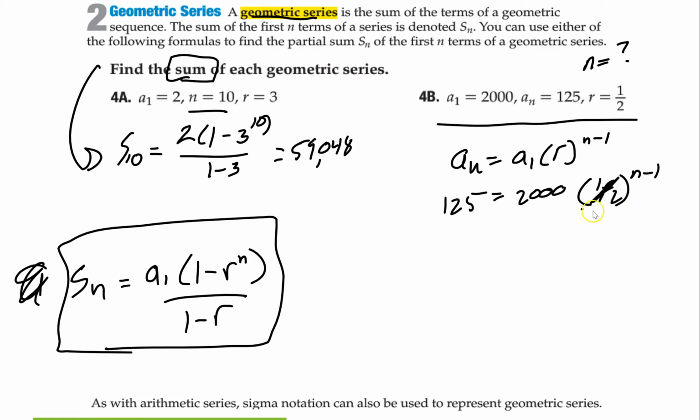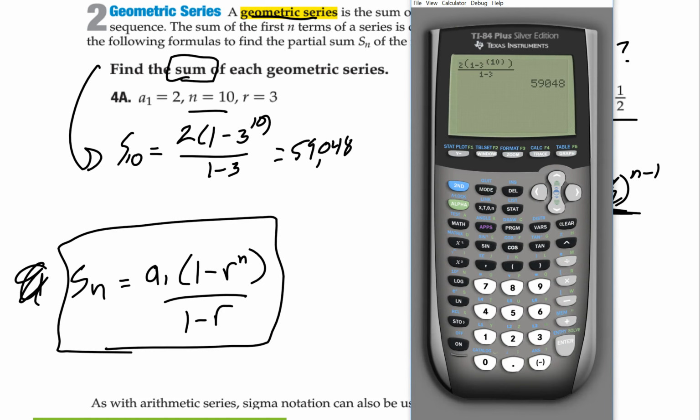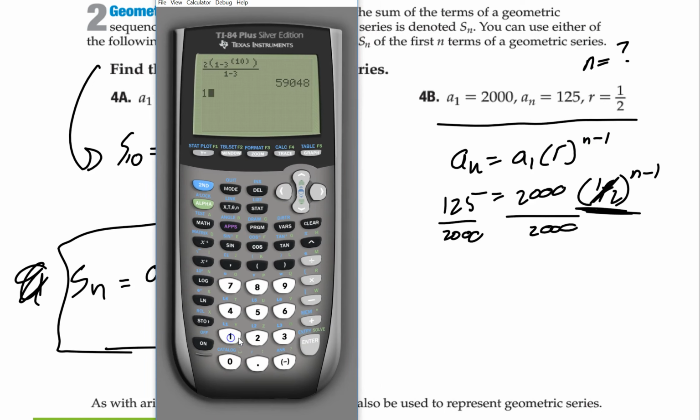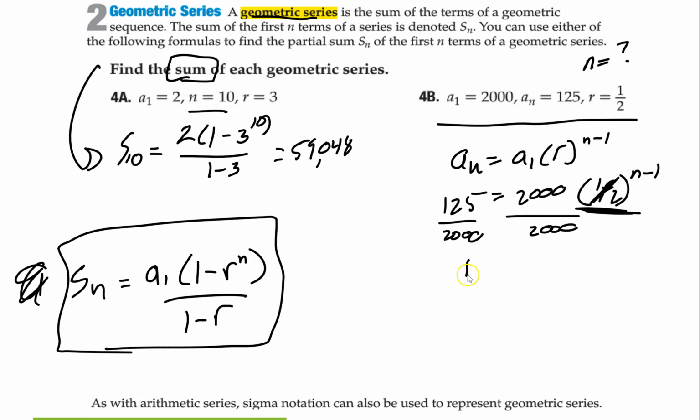The idea is you've got to try to get it by itself. So divide by 2000. Ooh, I don't know what that is. So I use the calculator. 125 divided by 2000 is 0.0625. Let me do that in fraction mode. Math, fraction. 1 over 16. Same difference. So I get that equals 1/2 to the n minus 1.